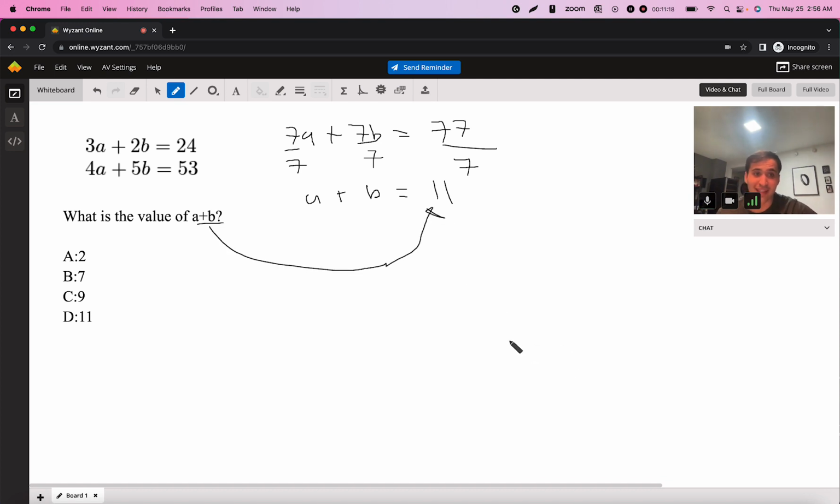So guys, if you run into an elimination problem on the SAT, try this way first. Right now, I added the equations up. Sometimes you might want to subtract them. Try to figure out the most efficient way to get this expression, okay? So let me just go ahead, circle D, and we are done.